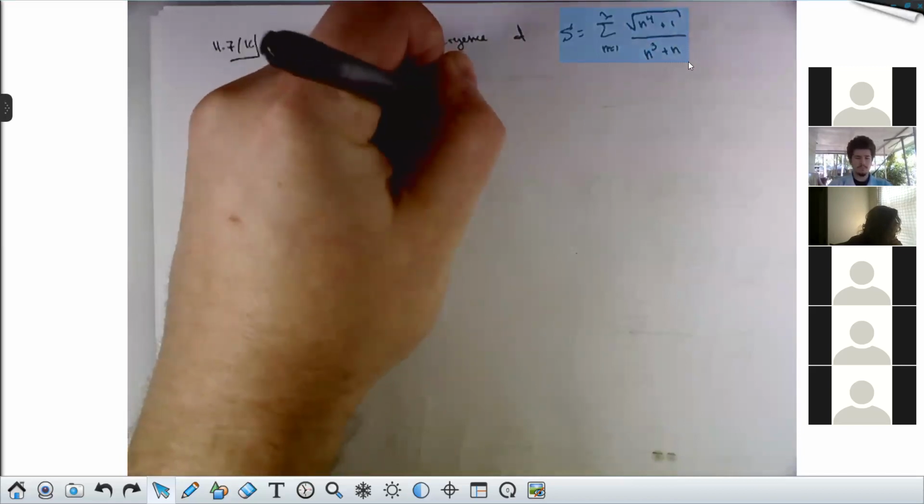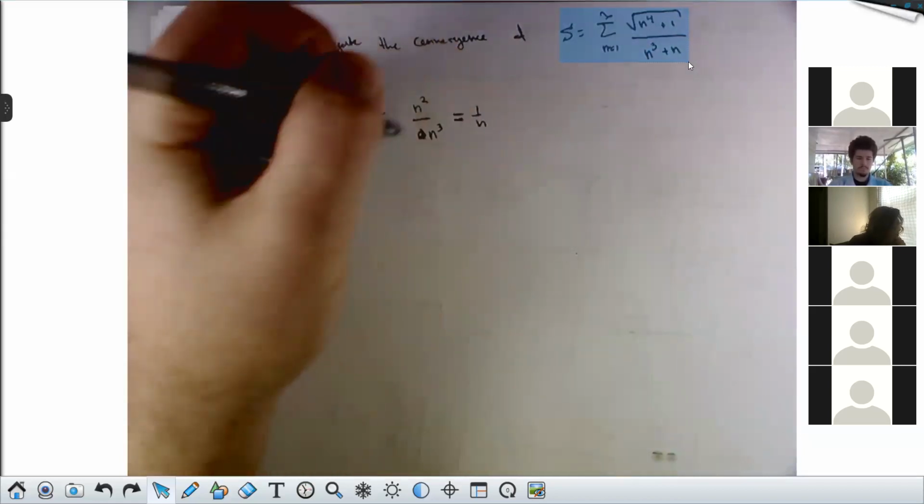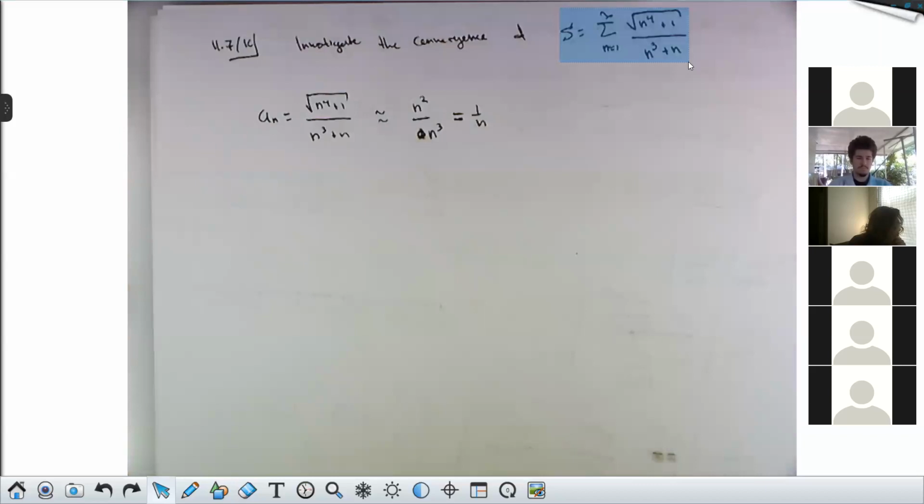If I tell you that the terms of my series are asymptotically the same as 1 over n, then my series sigma a_n should diverge because sigma 1 over n is divergent. So I expect this is a divergent series, but the way to prove it is going to be either to use the limit comparison test or the direct comparison test. To use the direct comparison test, I would have to, or want to, show that this is term for term larger than 1 over n.